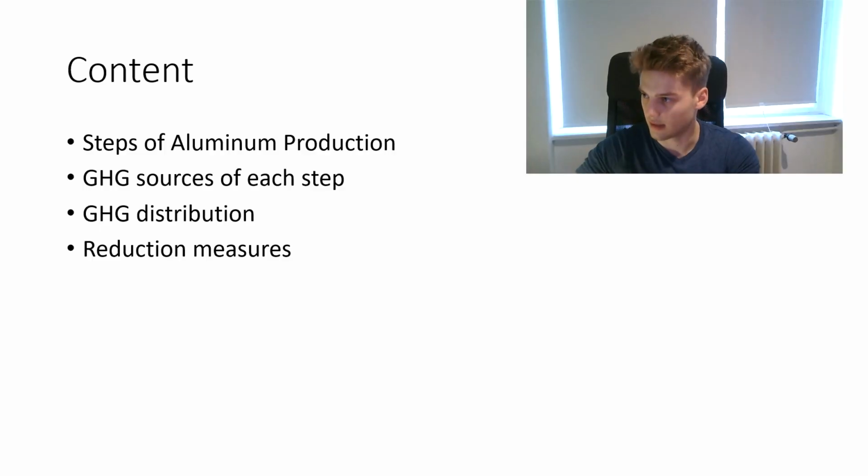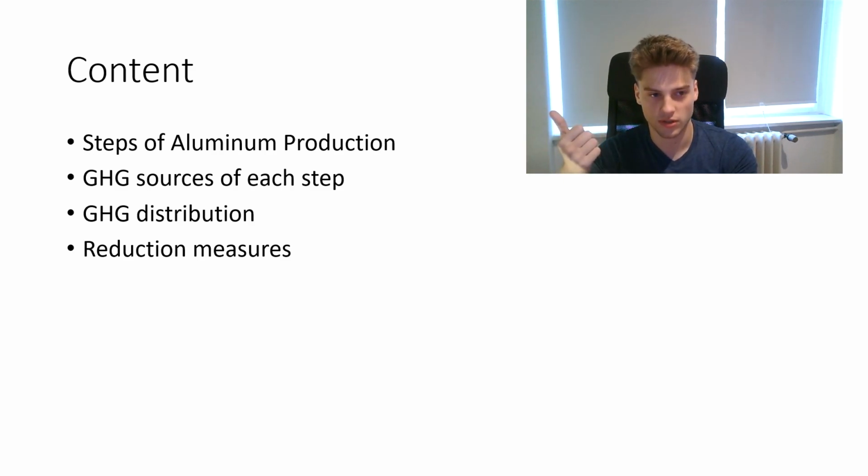easily explain how greenhouse gases are produced during the aluminum production, where they come from, and also how the greenhouse gases are distributed. So what processes are most important in the carbon footprint of aluminum production. And so in the end we can also explain what reduction measures we have and why and how they function. Yeah, and this is what I want to show you today.